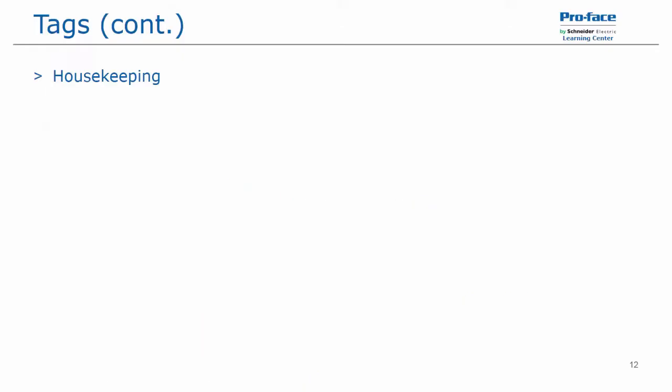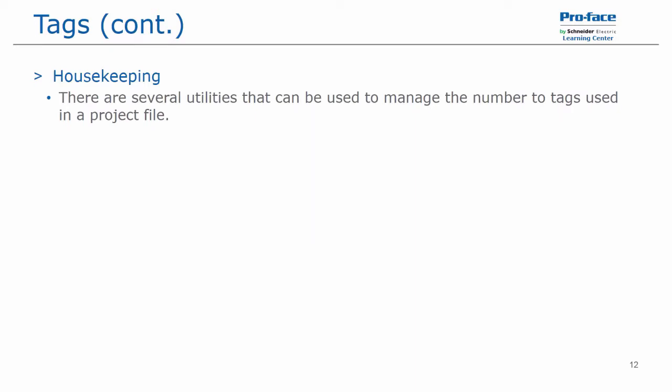With the necessity of using tags in the application, there will come a time when tags may no longer be used, or we have to trim down the amount of tags that we have, or we need to find where certain tags are used inside of the application. This is where these housekeeping functions come in. And there are several utilities that can be used to manage the number of tags and to find where they are located in the application.